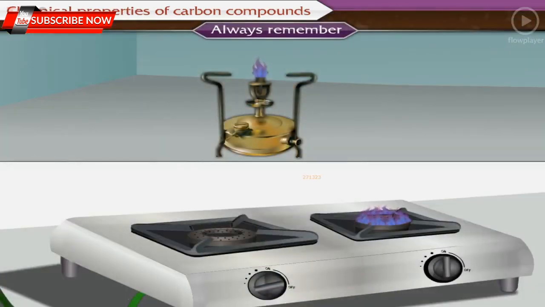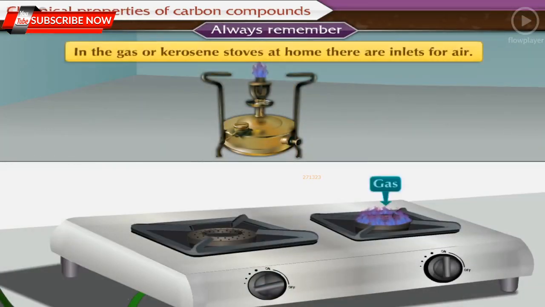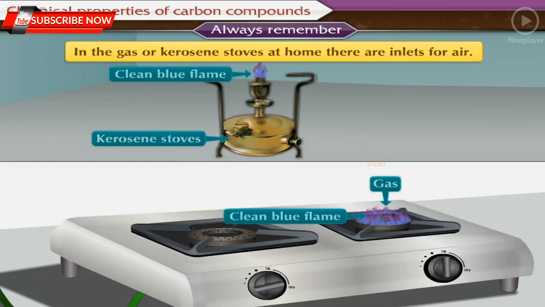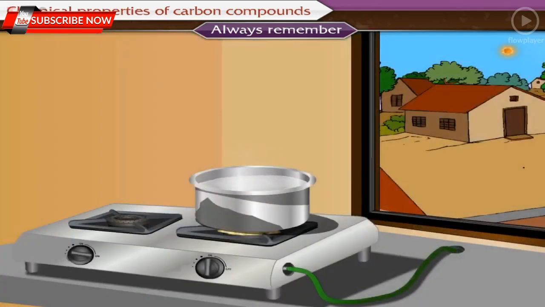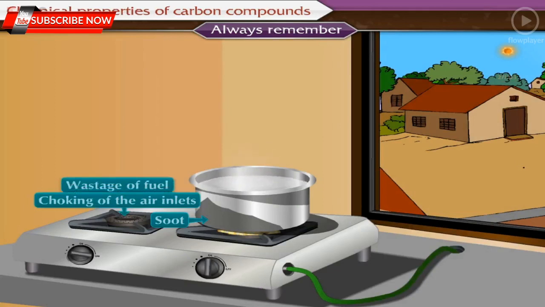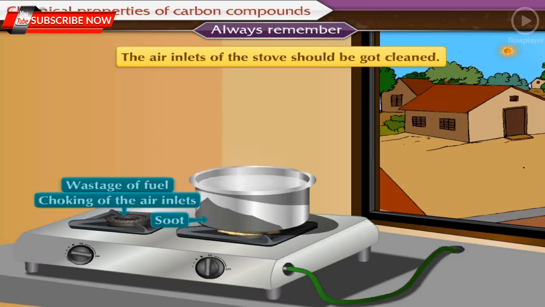Always remember, in the gas or kerosene stoves at home, there are inlets for air. Due to these air inlets, the gaseous fuel is mixed with sufficient oxygen and a clean blue flame is obtained. If there is deposition of black soot on the bottom of cooking vessels, then it is an indication of choking of the air inlets and thereby the wastage of fuel. In such case, the air inlets of the stove should be got cleaned.